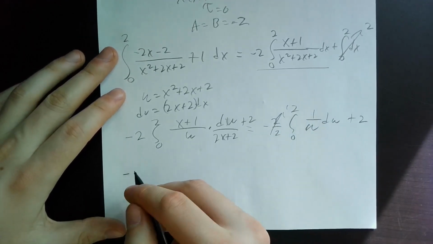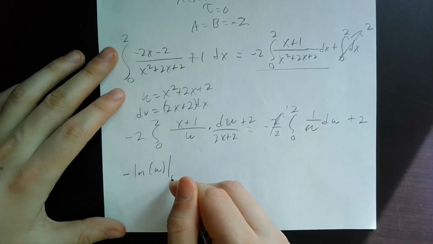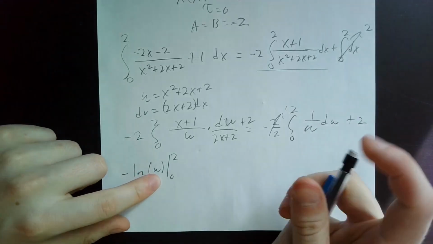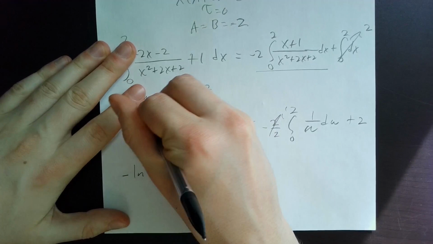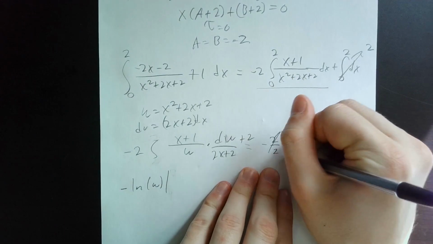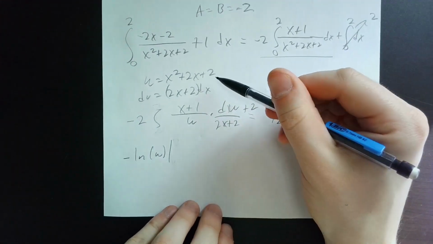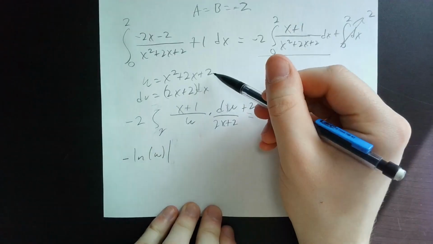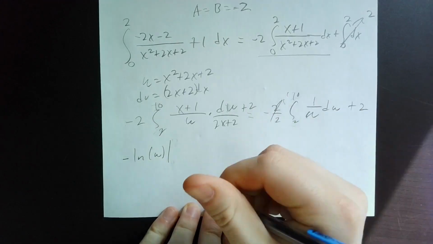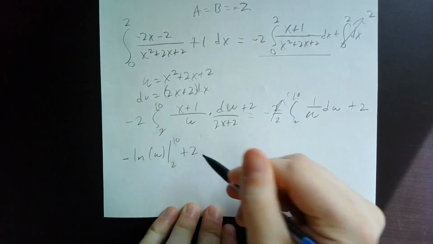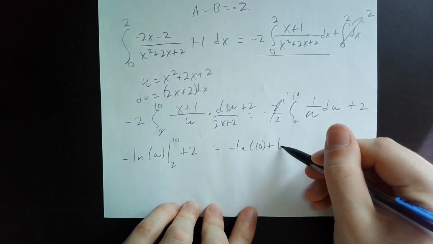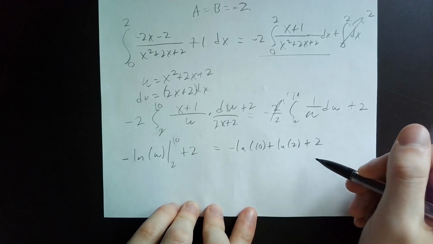We have negative natural log of u from 0 to 2. Whoops, forgot to change my bounds. Common mistake. And I know that's an issue because I can't plug in 0 into the natural log. So I'll plug in 0 up here and I get 2. And I'll plug in 2 up here and I end up getting 10. So I know I'm going from 2 to 10. That's equal to the negative natural log of 10 plus the natural log of 2, plus 2.